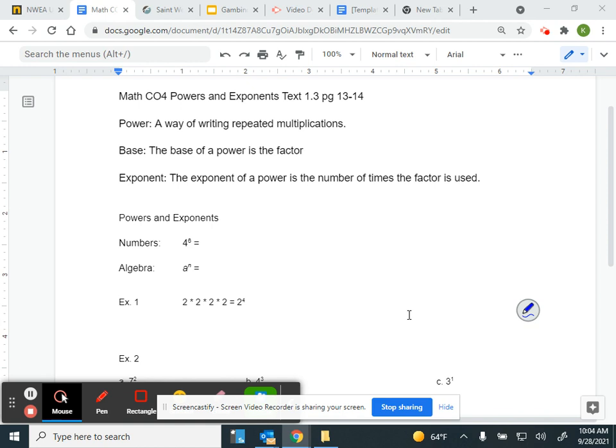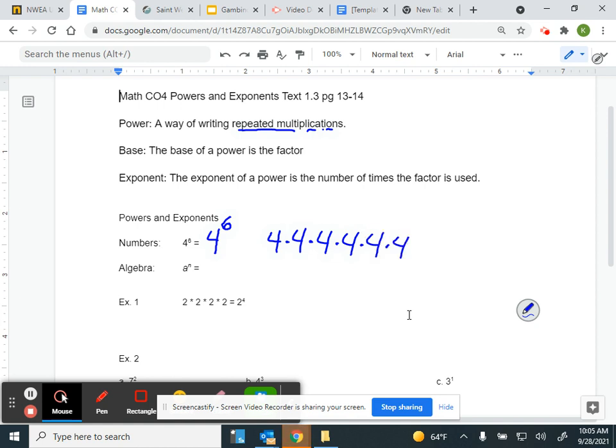So that 4 to the 6. So 4 is the base. That little 6 up top is the exponent. And what it means is it's repeated multiplications. It's not 4 times 6. It's 4 multiplied by itself 6 times.